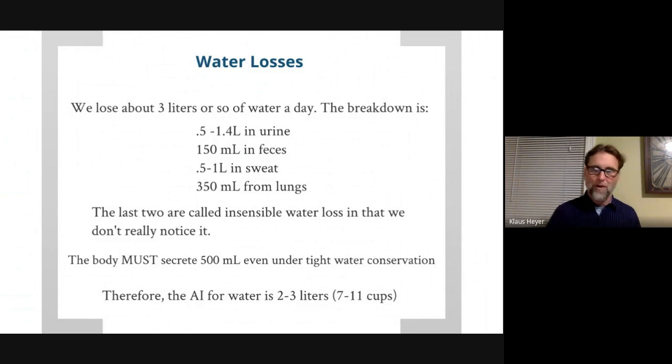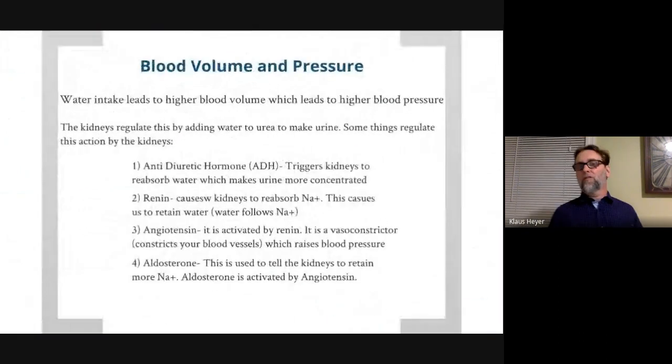And that works out to about 7 to 11 cups, or they say 8 to 10 cups. So, there are some hormones that we have that try to keep our blood pressure up. Our body's built to keep blood pressure up, not to lower it. It's built to raise it. And so essentially, what these hormones do, and if you're a nursing student, you're going to come across these again. Antidiuretic hormone, also called vasopressin, tells your kidneys to keep water.